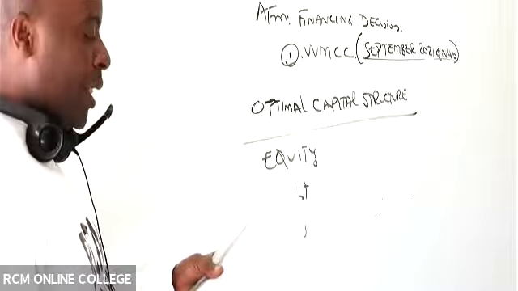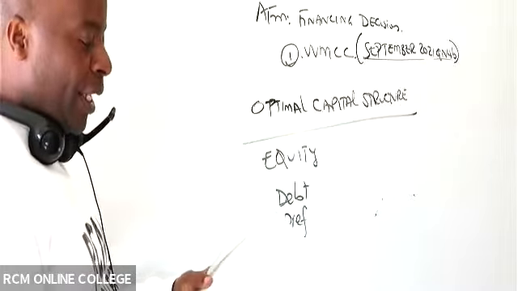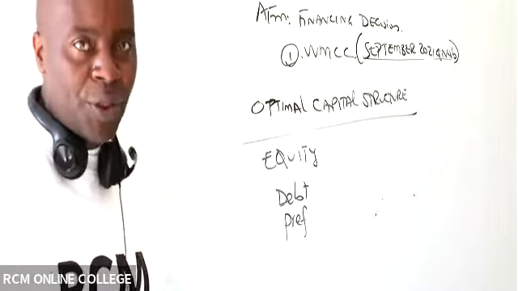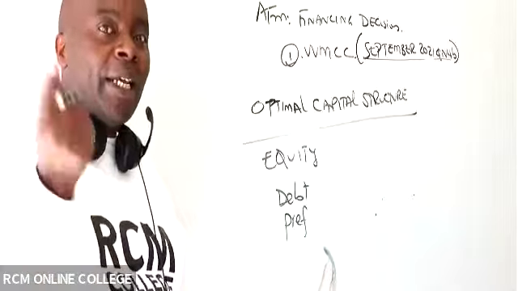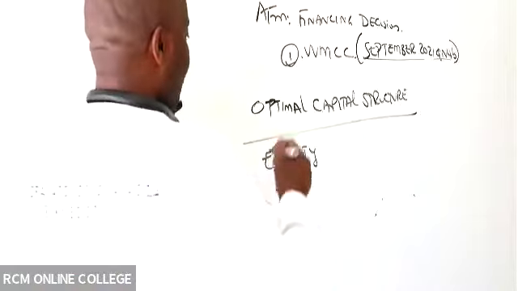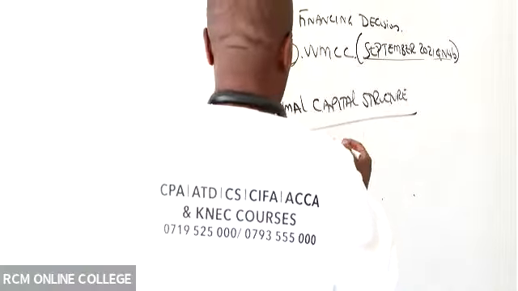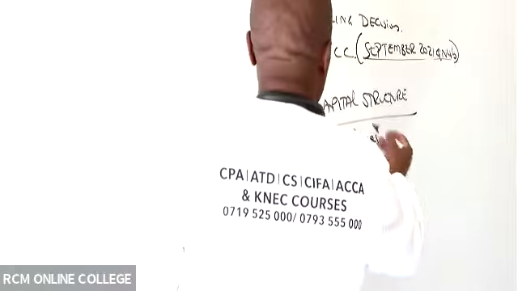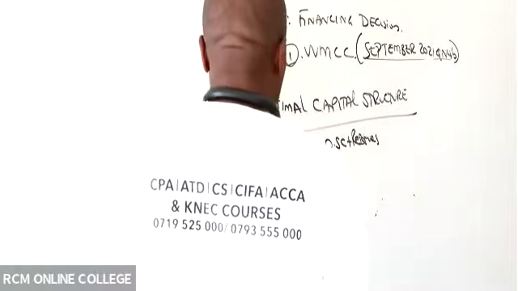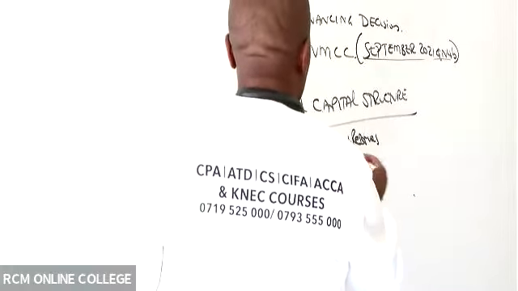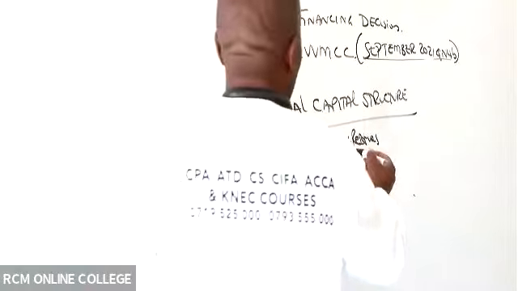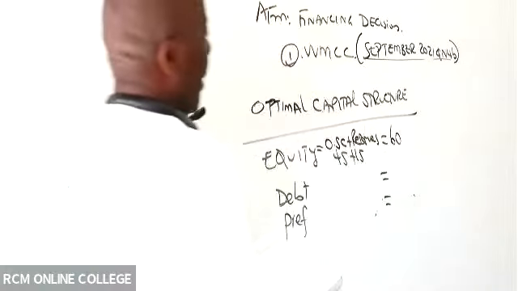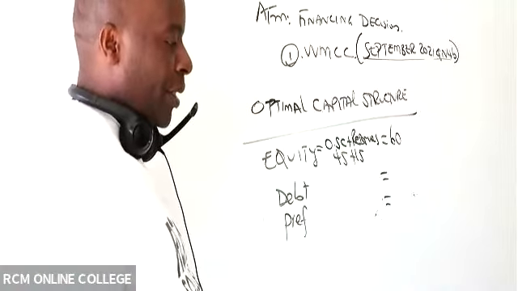So we know that in this capital structure given to us, equity will be what plus what? We are looking at what belongs to the shareholders, so we have ordinary shares and any reserves. The equity here will be ordinary share capital plus reserves. Ordinary share capital is 45, and reserves are 15, which gives me 60.